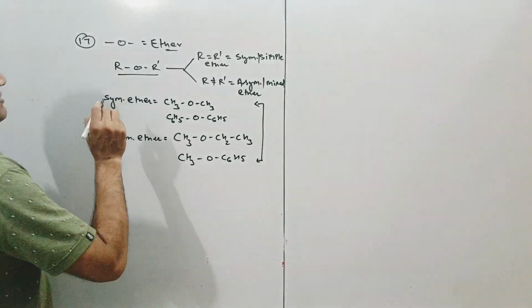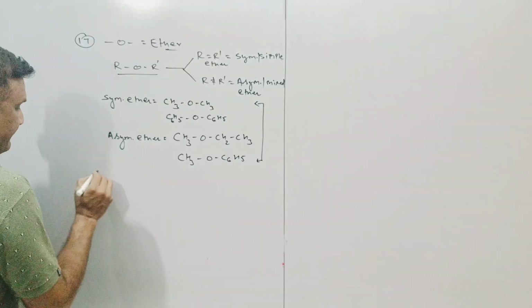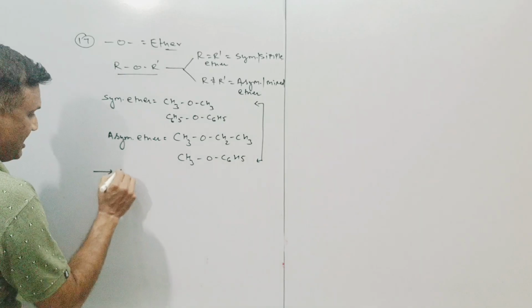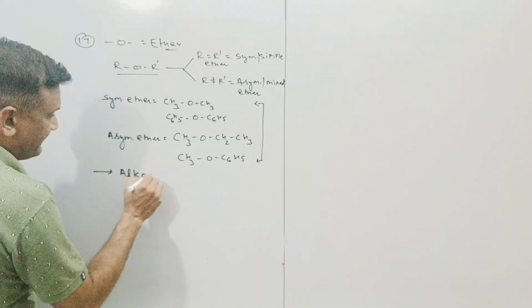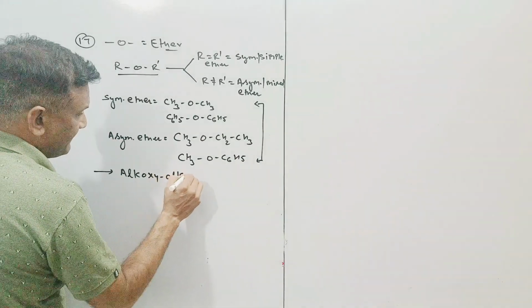Now it is time to discuss the nomenclature. So if you go with the nomenclature, then ethers are known as alkoxyalkane.